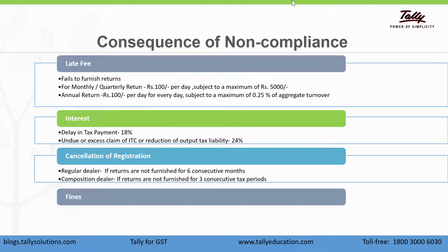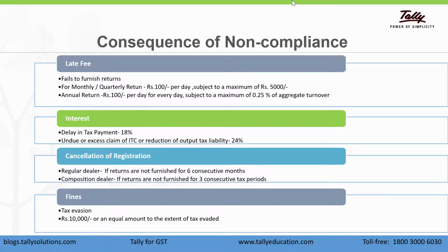Fines are another consequence of non-compliance. They are applicable in cases of tax evasion. Fine of 10,000 rupees or an amount equal to the extent of tax evasion will be levied. Fine will be levied with imprisonment up to 5 years depending on the amount of tax evasion, with slab ranging from rupees 100 lakhs to 500 lakhs.